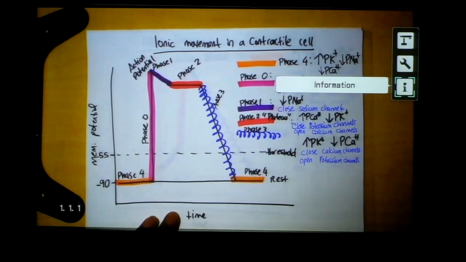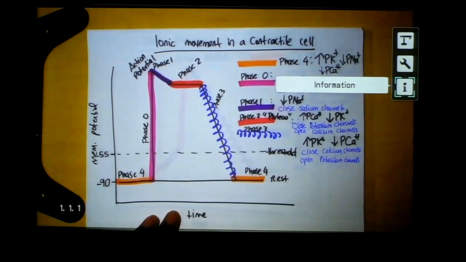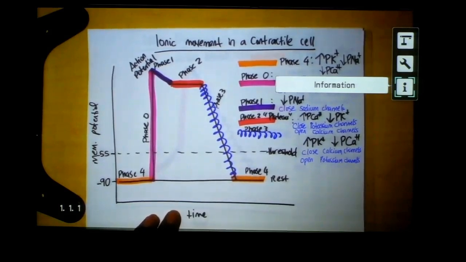And we know from prior knowledge that potassium is washing out, right? That's ECDF. And so it's going to make the inside of the cell more negative. And so the membrane potential reestablishes back to rest, which is -90 or so.